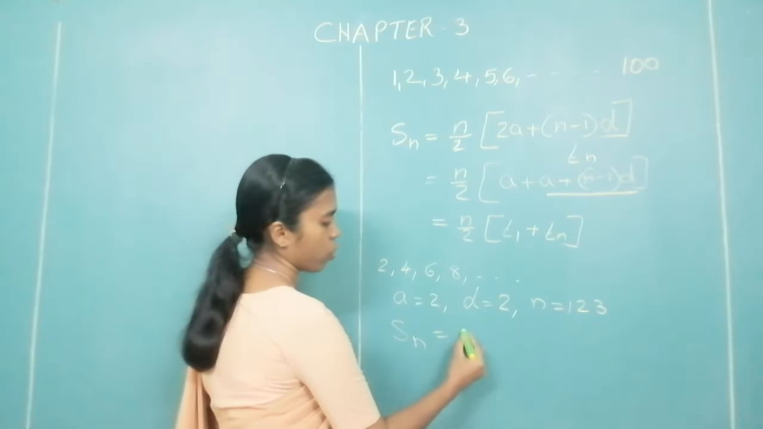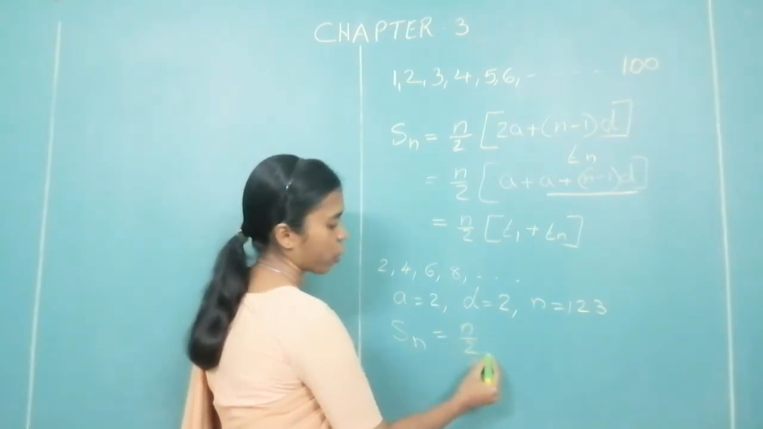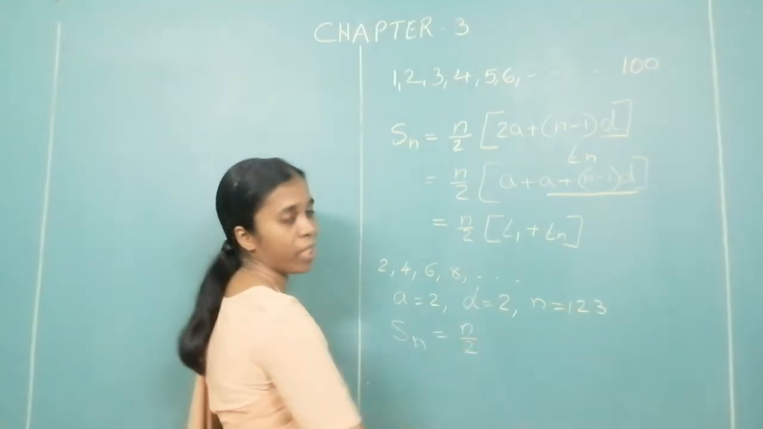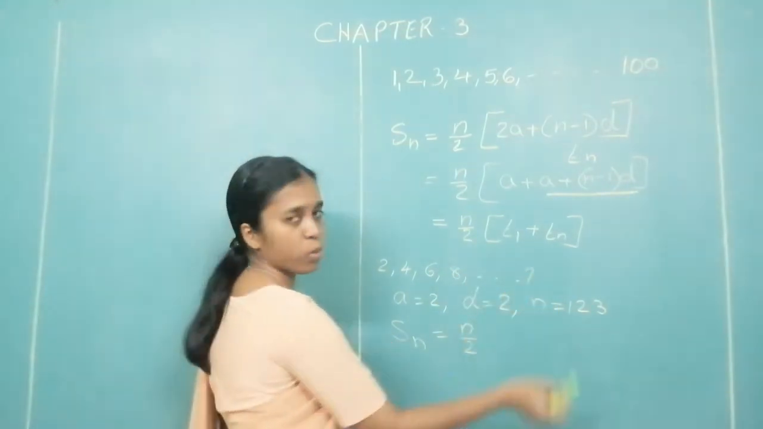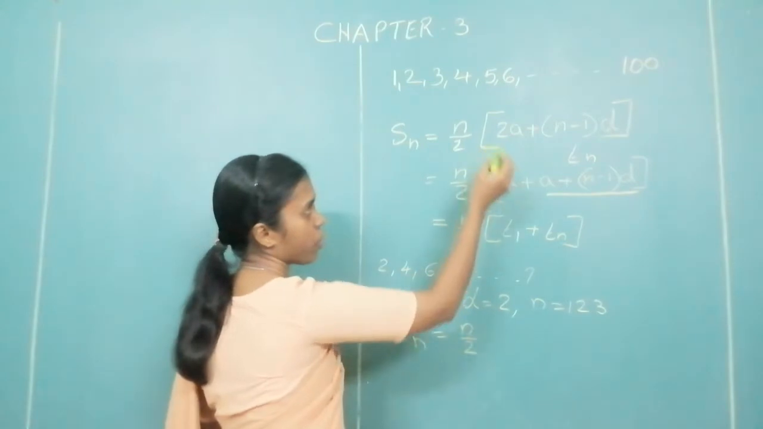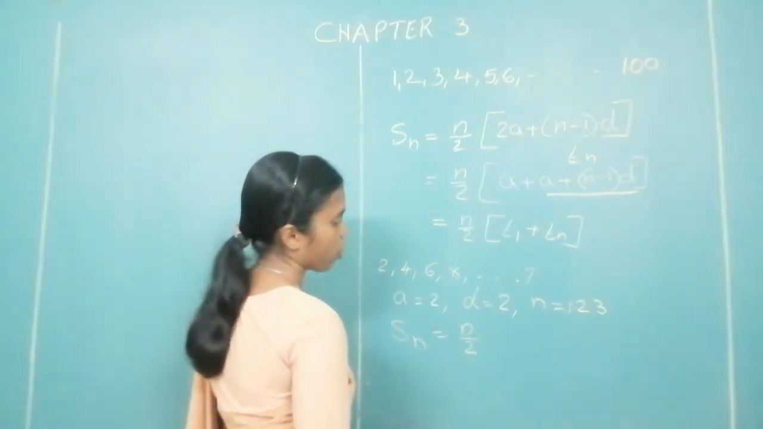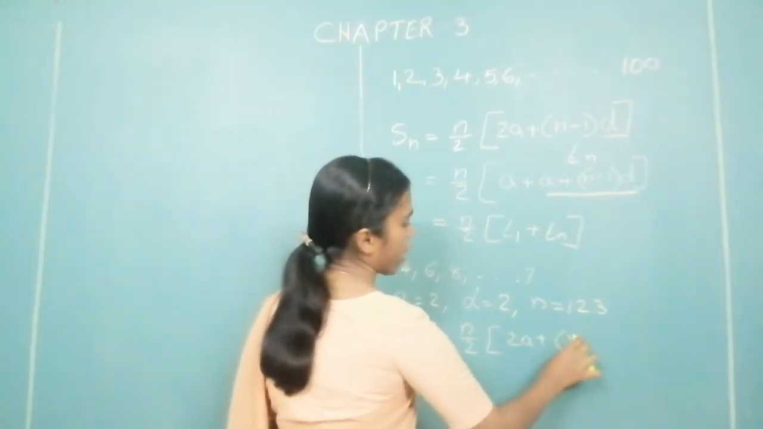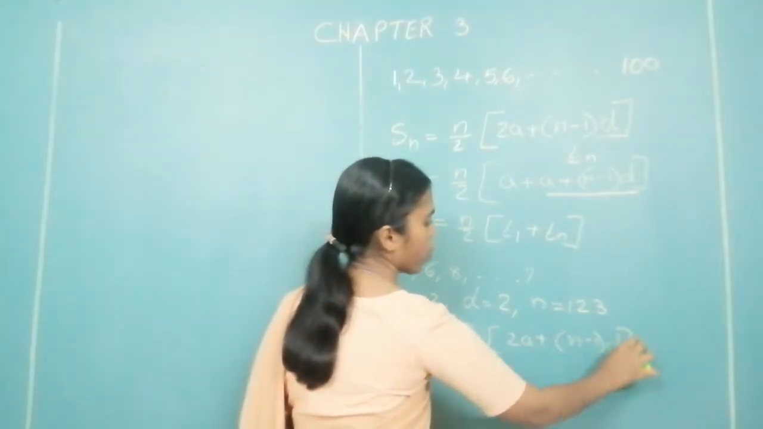Sn is equal to, what is the formula? n upon 2. Which formula will you use? Will you use this formula? Because you are not given the last term. It is not given to you. So you cannot use this. You have to use the first one. So n upon 2 bracket 2a plus bracket n minus 1 into d.